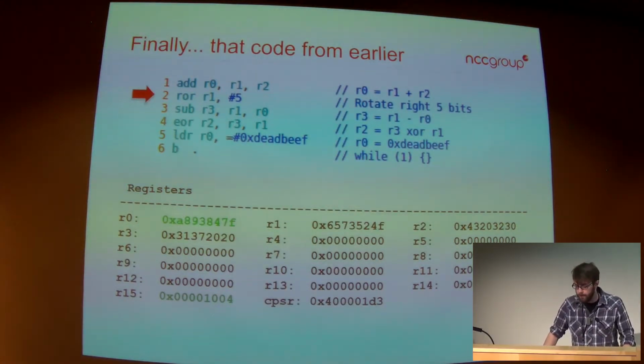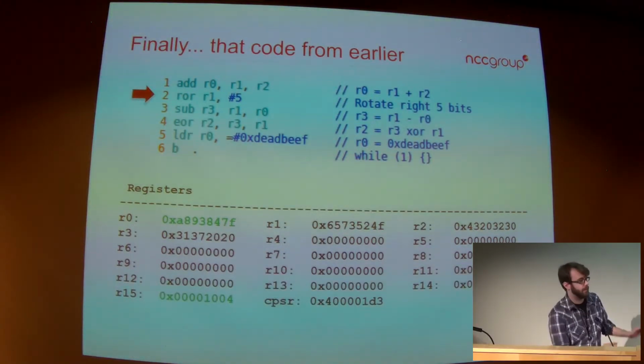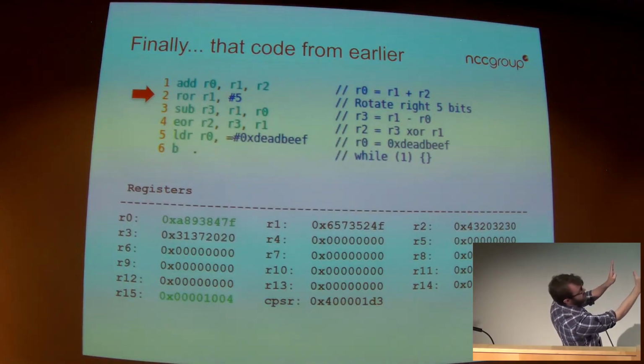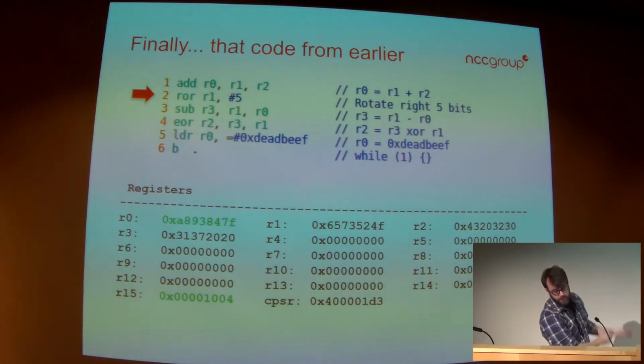Cool. All right, now we're going to rotate R1 by 5 bits. So we have our register. These are the most significant bits, least significant bits. We're going to rotate right, so we're going to shift right. So these bits actually fell out of the register, they're no longer in it, and we're going to bring them back around. So that's a rotate.